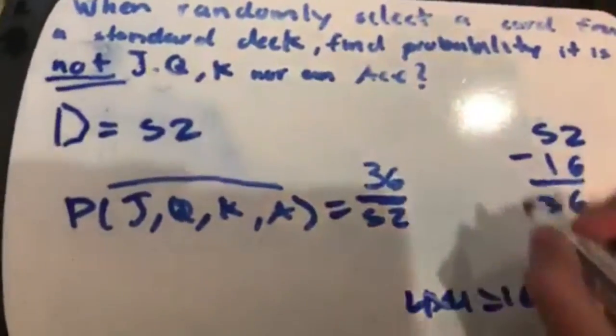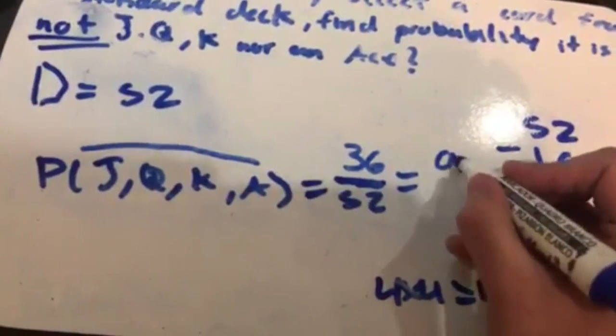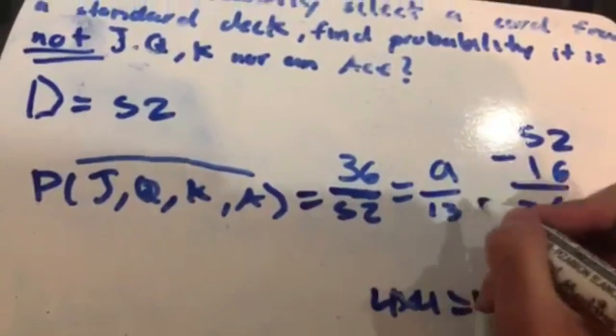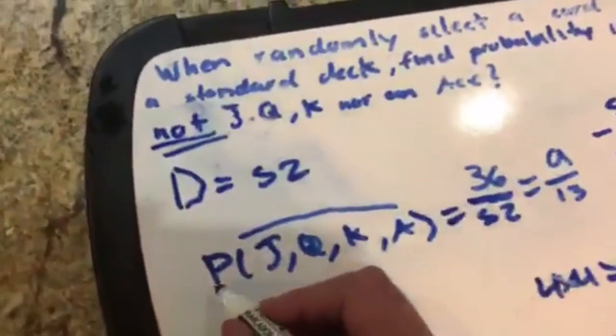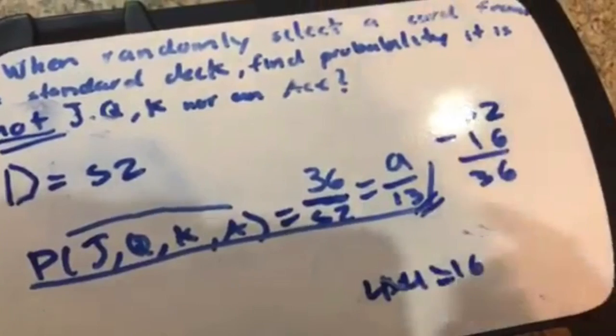But we are not done yet, because we need to simplify it. And the simplest form of this is 9 over 13. And now this is our answer.